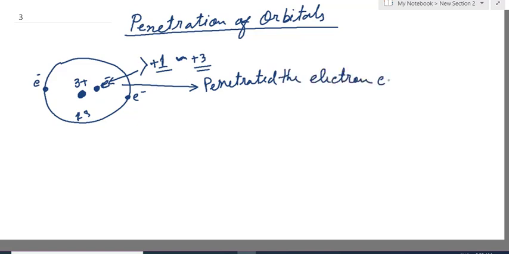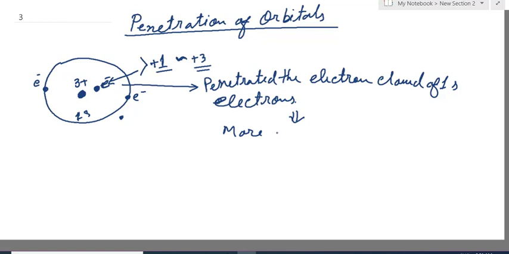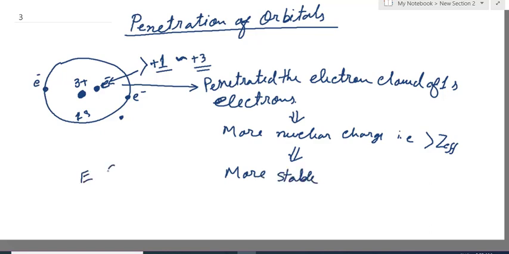In other words, the outer electrons undergo penetration into the region occupied by the inner electrons. It experiences a greater nuclear charge, right? And therefore becomes more stable. Why is it more stable? Because from Coulomb's law, we know that the energy of interaction of two charges is inversely proportional to the separation between them, right? And if they are opposite, this value becomes negative. So as the separation decreases, the energy is more negative, that means more stable. So this is important, that due to penetration, an electron in an orbital becomes more stable, right?